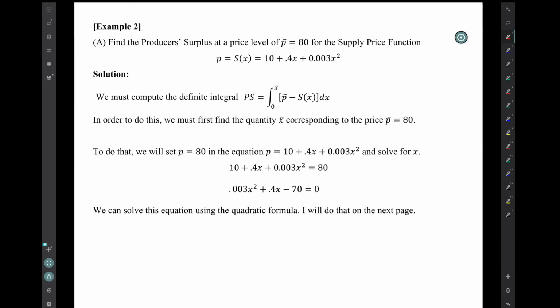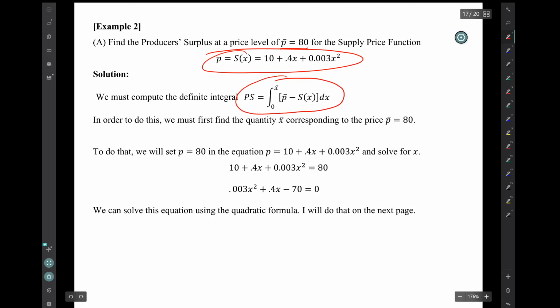In example 2, we are to find the producer's surplus at a price level of p bar equals 80 for the supply price function given here. Now that's quite a bit more complicated price function because it's got an x squared term. Well, the solution is we have to compute this definite integral. And in order to do that, we have to find the quantity, x bar, that corresponds to that price level, p bar equals 80. Well, that means we have to substitute p equals 80 into this equation, which is a quadratic equation. We have to solve for x.